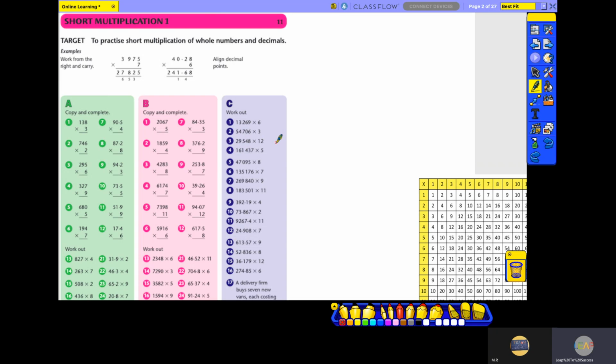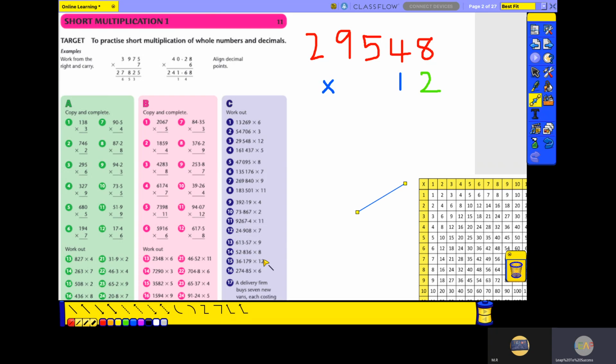So we can pick any question really. Let's pick question number 3, for example. Okay, so we have a large number, 29,548. Okay, slightly bigger than a 4 digit number. In this case, we've got a 5 digit number here. And we're going to multiply that by 12. So what I'll do is I'll keep it color coded just to make things easier. All right, fantastic.